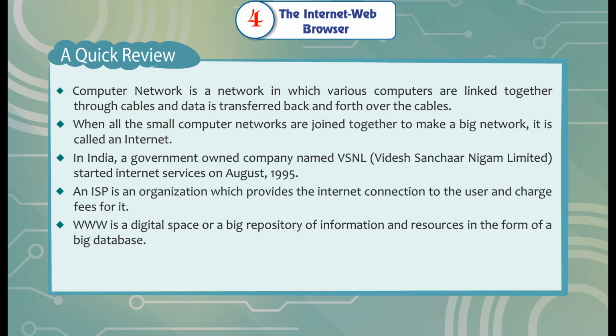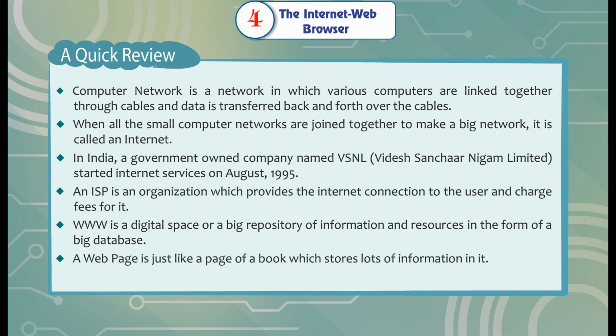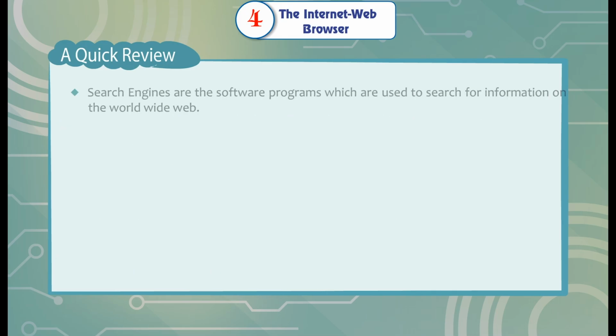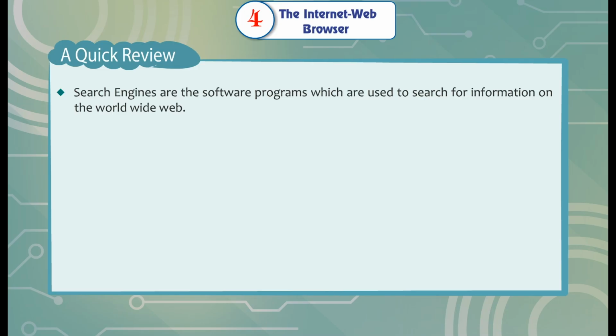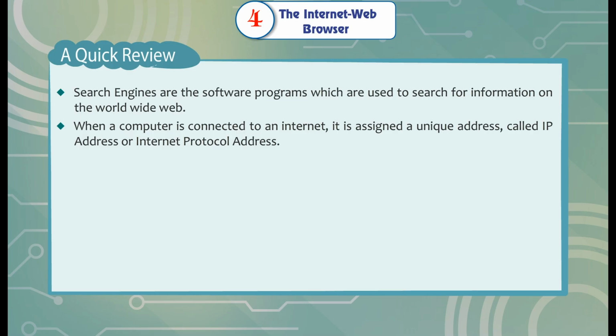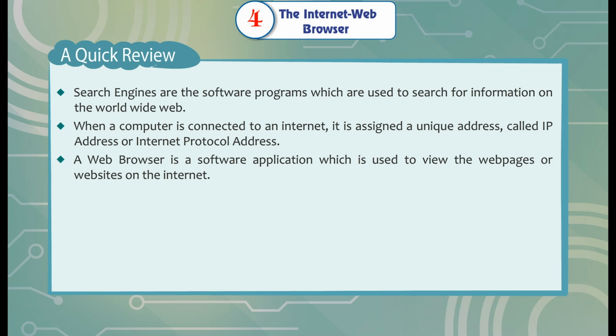www is a digital space or a big repository of information and resources in the form of a big database. A web page is just like a page of a book which stores lots of information in it. Search engines are the software programs which are used to search for information on the World Wide Web. When a computer is connected to the internet, it is assigned a unique address called IP address or Internet Protocol address. A web browser is a software application which is used to view the web pages or websites on the internet.